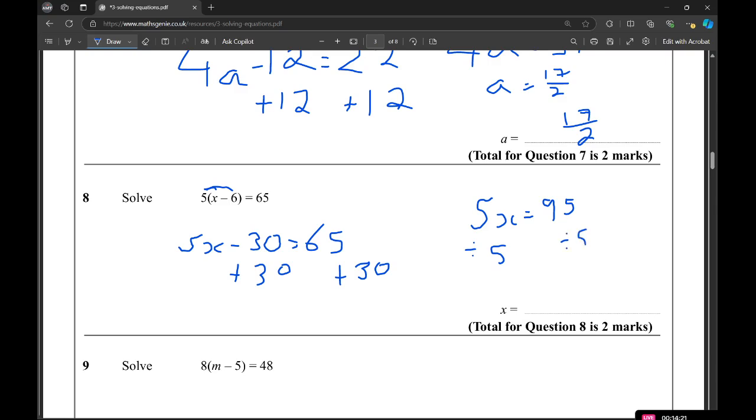So 95 divided by 5, and I get 19. Again, if you're unsure, let's do a little bus stop here to the side. So 5s into 9 go once, with the remainder of 4. 5s into 45 go 9 times. So that, guys, is my answer.